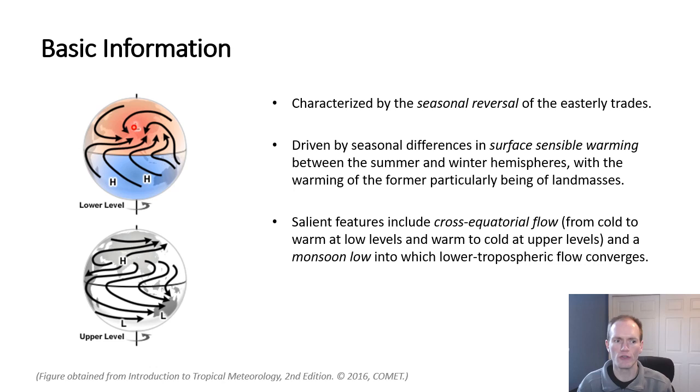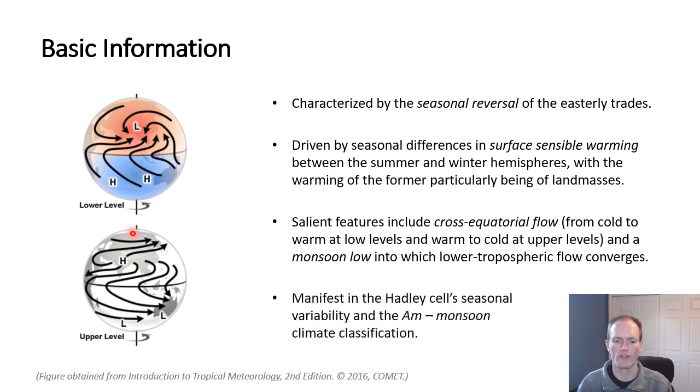We have our monsoon low here over the Tibetan Plateau in this particular case, and we have the monsoon high in the cold hemisphere at low levels, and these circulation features flip in the upper troposphere. So this variation in where there is convergent low-level motion and by extension ascent with upper-level divergent motion on the seasonal scale is manifest in the Hadley cell's seasonal variability.